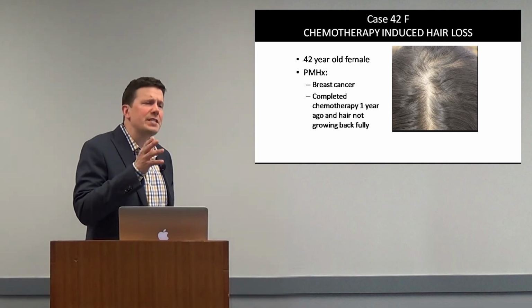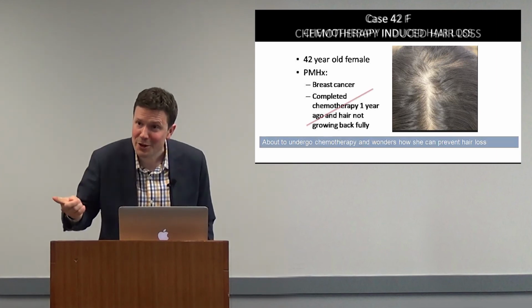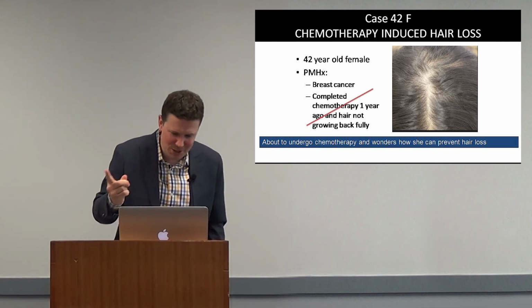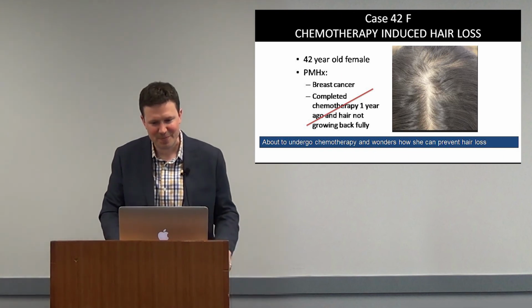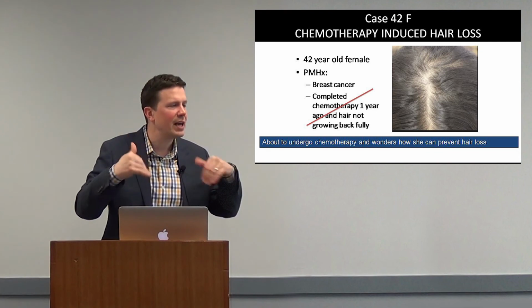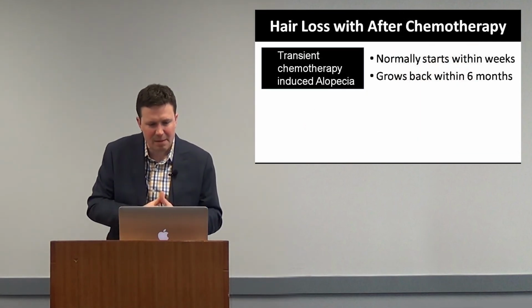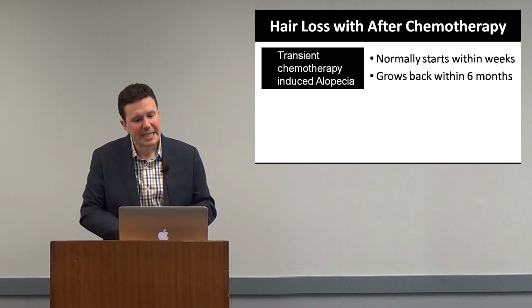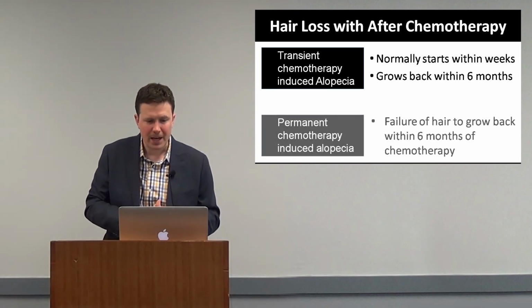And I'd like you to give thought to how this situation differs from a patient who's about to undergo chemotherapy and wants to know how she can prevent hair loss. These are two different situations. These two situations are different because they allow you to think carefully about two scenarios. One is transient chemotherapy-induced alopecia. The second is permanent chemotherapy-induced alopecia.